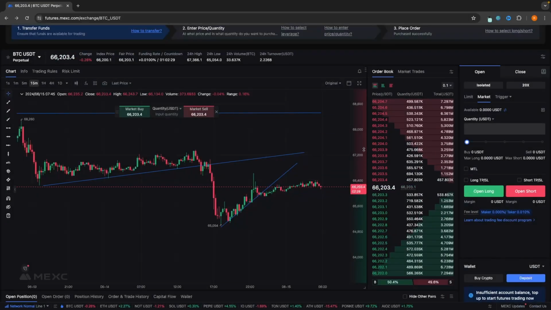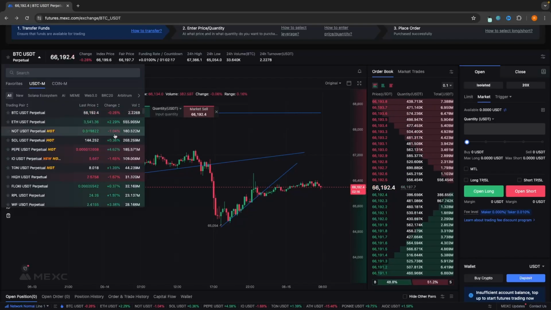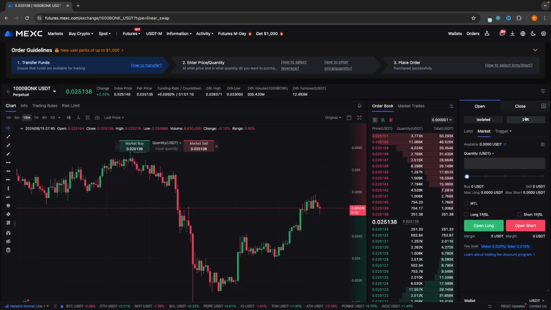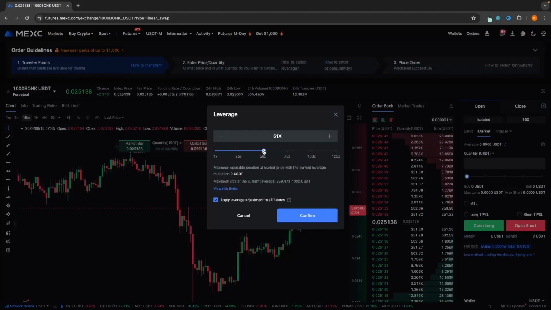So think your higher market cap coins, Bitcoin, Ethereum, Dogecoin, coins like this, they will be available to trade with 200x leverage. However, some of the more obscure, more risky, lower market cap coins. So if I go over to meme right here, and we just go for like 1000 bong USDT, whatever this is, and I go to do some leverage right here, you can see I can get up to 125x leverage, which is still absolutely crazy on a token like this. But just keep in mind that with some of the lower market cap coins, you might not be able to trade with the full 200x leverage.